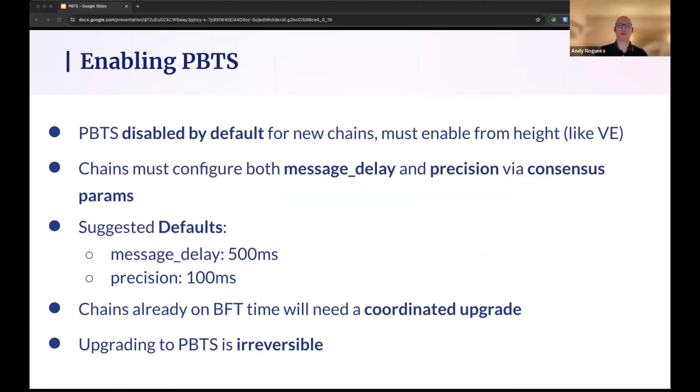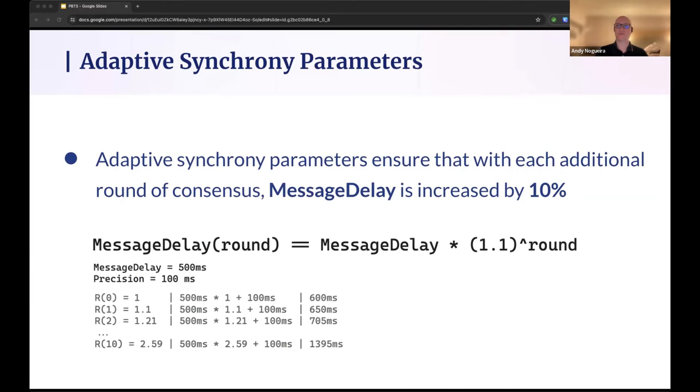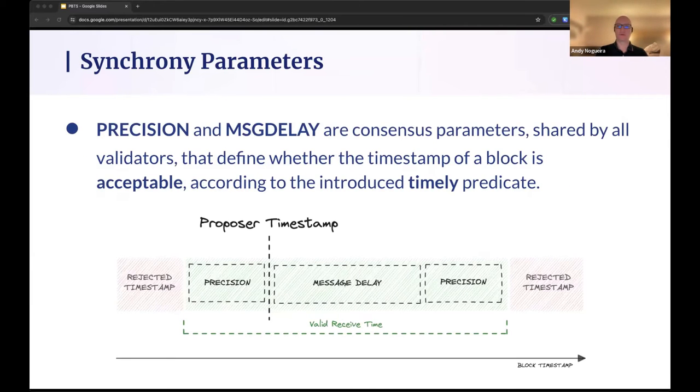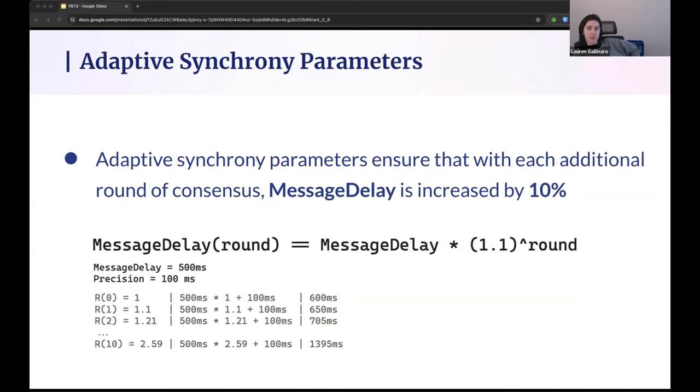Maybe on this, does anybody from the team want to talk about the delay, why it is important? Someone from PBTS? The 10% value, you mean? Yeah, why is that?